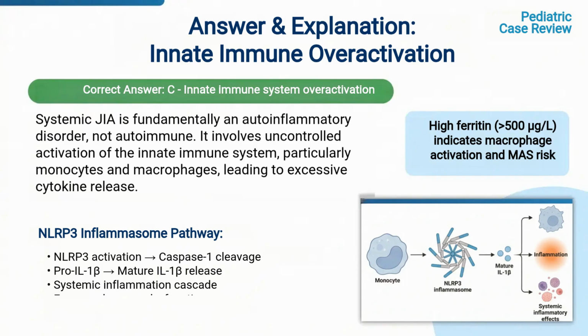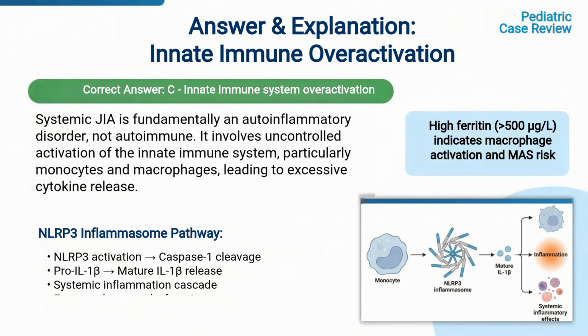The correct answer is option C, overactivation of the innate immune system and inflammasome pathways. Systemic juvenile idiopathic arthritis is fundamentally an autoinflammatory disorder, not autoimmune. It involves uncontrolled activation of the innate immune system, particularly monocytes and macrophages, leading to excessive cytokine release. The NLRP3 inflammasome pathway is central.